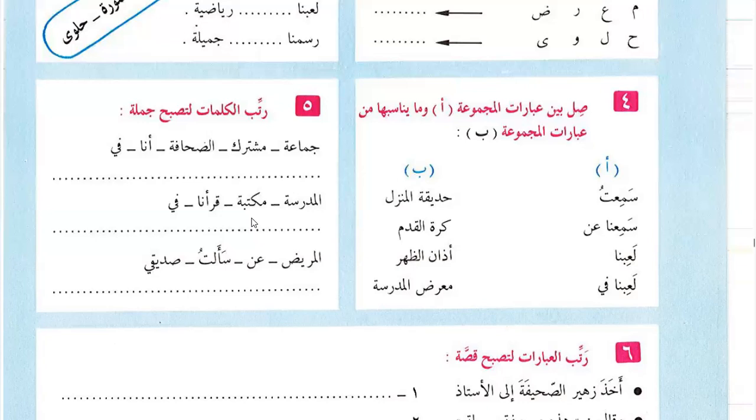Listen. Maktabu. Fi maktabat fi maktabatil mudarrisil Quran. Yesterday you learned that when the mubtada is marifa, it is at the beginning of the sentence. So here the verb is qara'na. Wait a minute. Here we don't have this mubtada. This is jumla fi'liyya. It does not have a mubtada. Qara'na fi.